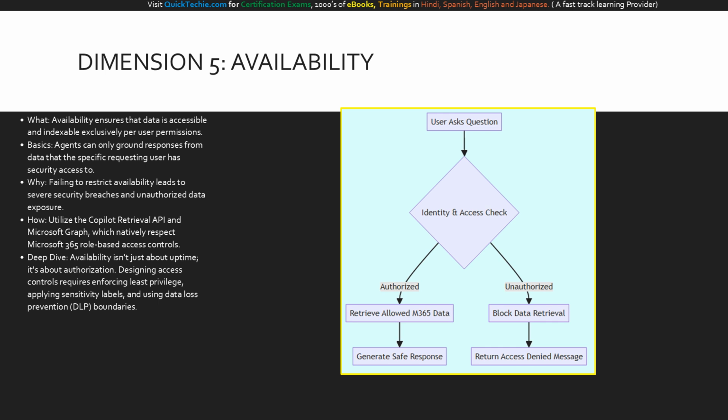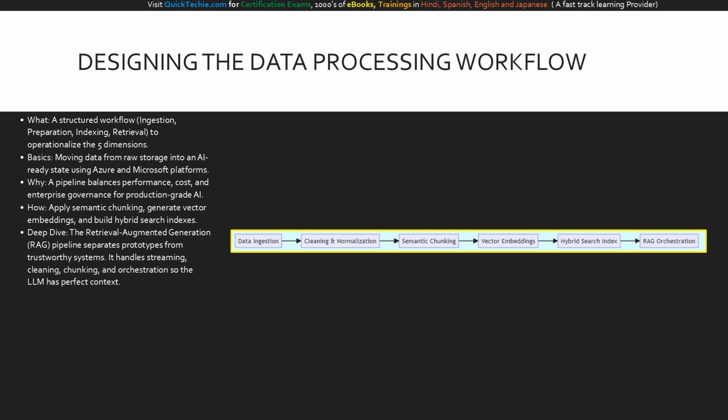Crucially, the AI is not allowed to summarize data the user can't see. However, if the user is authorized, the flow moves down the left path to retrieve allowed M365 data. Only then does the system generate a safe response. This flowchart reinforces that availability is synonymous with security. The AI agent acts as a secure proxy, completely bound by the organizational identity and access management rules you have already established.